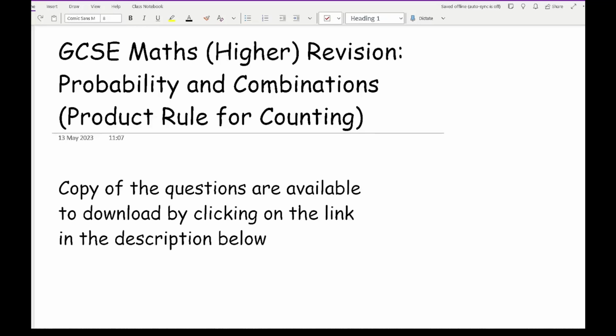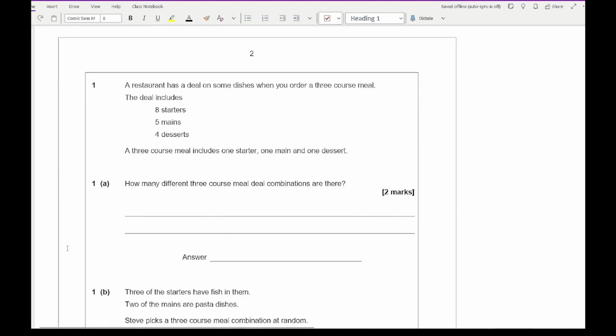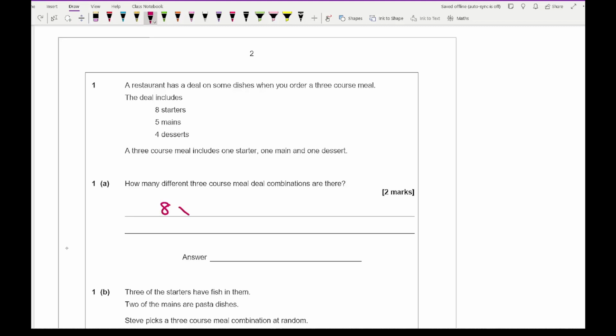So looking at question 1, it says that a restaurant has a deal of some dishes when you order a 3-course meal, and this deal includes 8 starters, 5 mains and 4 desserts. A 3-course meal includes 1 starter, 1 main and 1 dessert. How many different 3-course meal deal combinations are there? So for this, all we need to do is adopt the product rule for counting, and that is to work out the total number of combinations, just multiply the number of options in each strand. So it's going to be 8 times 5 times 4, which gives me an answer of 160.